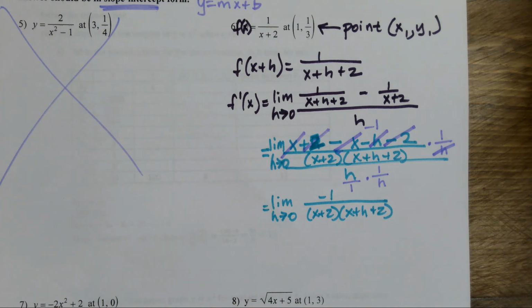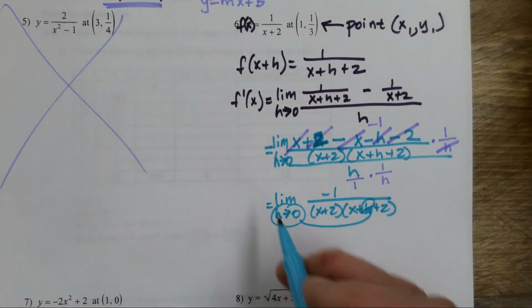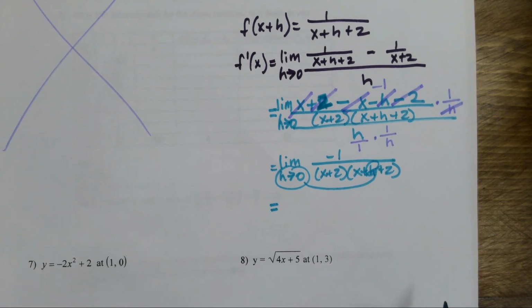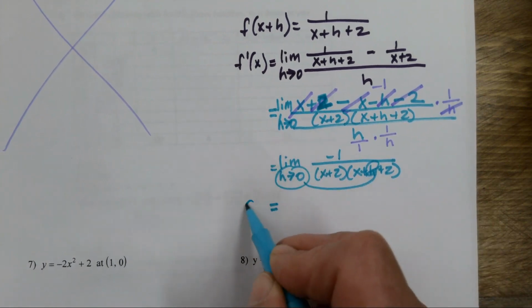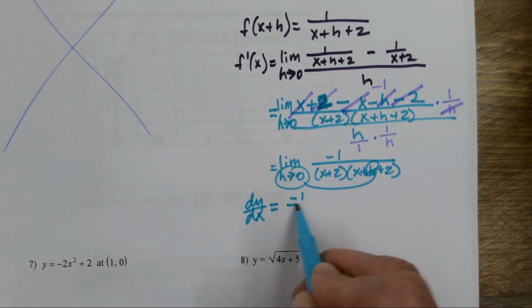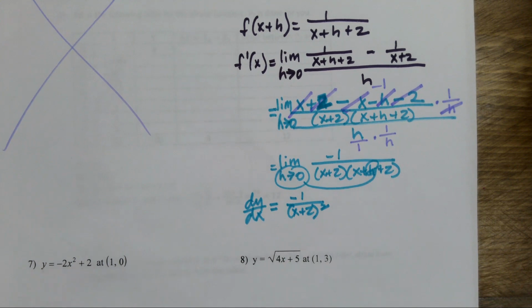And then I can take my limit, zeroes out the h term. Now that I've taken the limit, I drop it. I don't have to write the limit anymore. And dy dx is negative 1 over x plus 2 quantity squared.